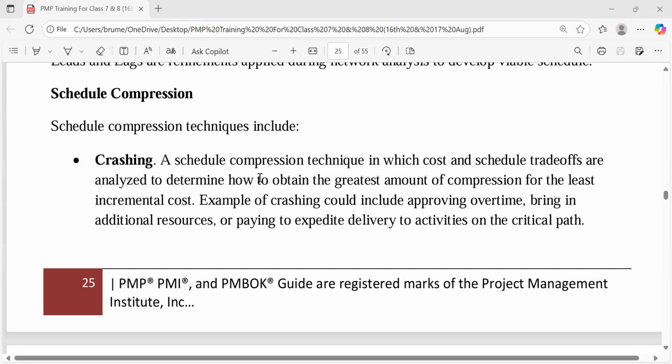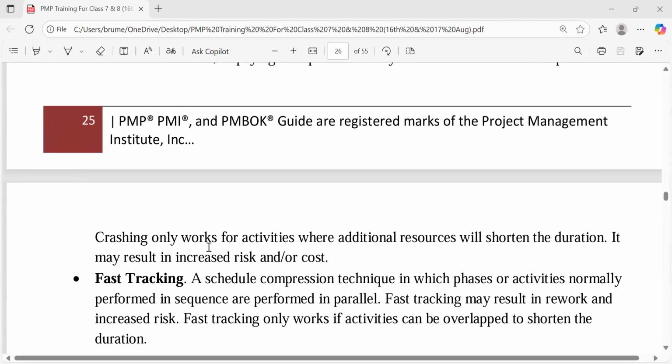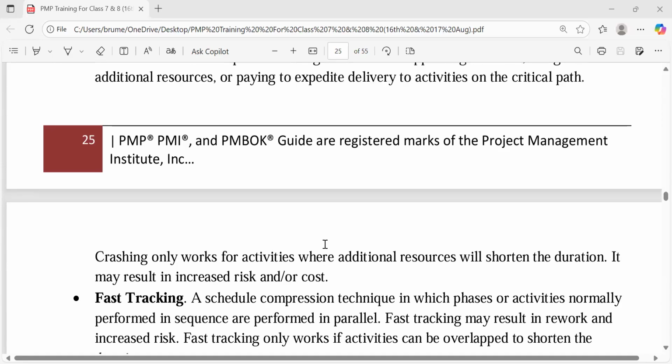The next one is fast tracking. I said crashing only works for activities where additional resources will shorten the duration. So when additional resources cannot shorten the duration, it's not possible. So you must analyze to know when additional resources can shorten the duration. And this may result in increased risk and or cost. Remember, you're going to be paying the additional workforce, right? So the price has gone up.